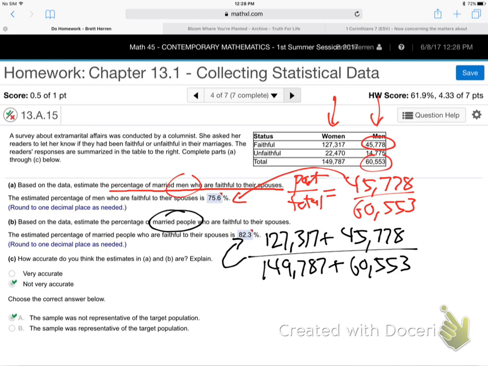Question C. How accurate do you think the estimates in A and B are? And you can see my answers there. Not very accurate. Now why? Why would you not believe these results? Real life. You read this study. Small sample. You do this kind of thing all the time. Small sample? No. 150,000 women? 60,000 men? Compared to how many people there are in the world, yeah.